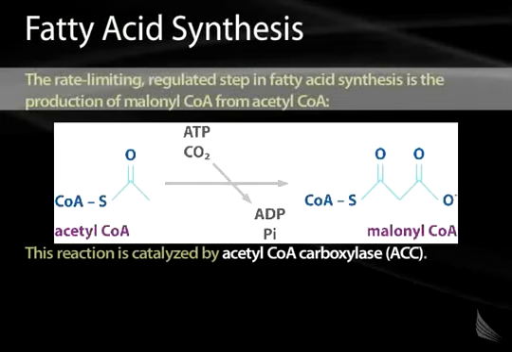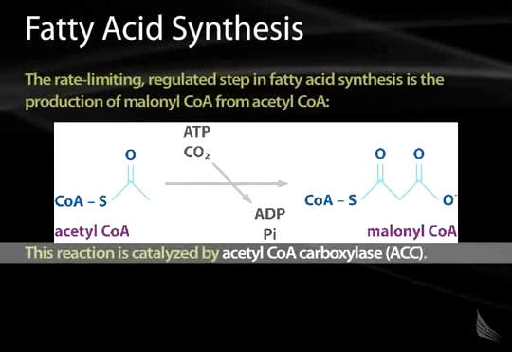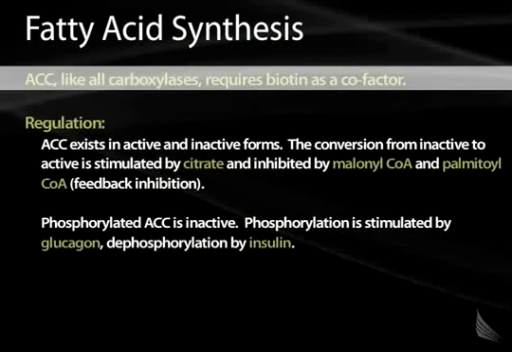The rate-limiting and regulated step in fatty acid synthesis, and thus the one that you need to understand the best, is the production of malonyl-CoA from acetyl-CoA, which we show here. So a molecule of acetyl-CoA is converted to a molecule of malonyl-CoA, consuming a molecule of CO2 and a molecule of ATP. This reaction is catalyzed by an enzyme called acetyl-CoA carboxylase, or ACC. Now, ACC is a carboxylase. Remember what I told you earlier, that all carboxylases require biotin as a cofactor, and ACC is no exception.